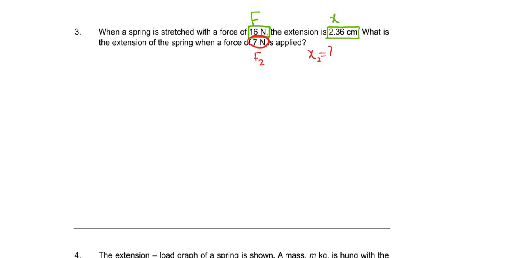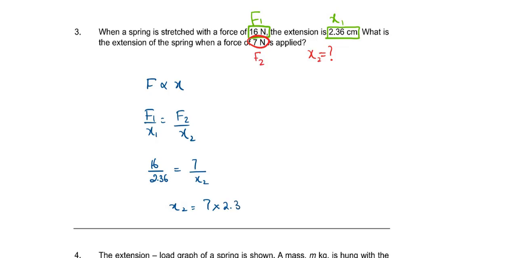X2 equal to what? We have one pair of values F1 and X1, और अभी हमने पढ़ा है कि since force is directly proportional to extension in the spring, F1 upon X1 equals F2 upon X2. अब ये simply values plug in कर देंगे यहाँ सारी. 16, that is F1, upon 2.36 equals 7 upon X2. इसको rearrange करेंगे equation को. X2 will be equal to 7 times 2.36 upon 16, and here in centimeters we'll get the value of extension when the force applied is F2, that is 7 Newton.